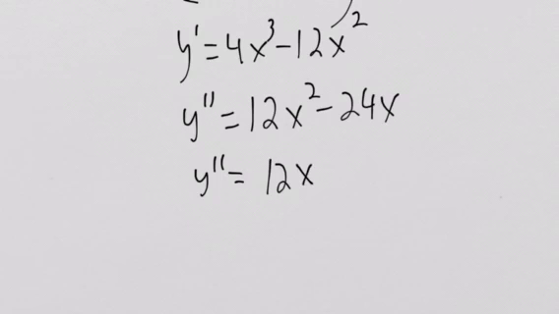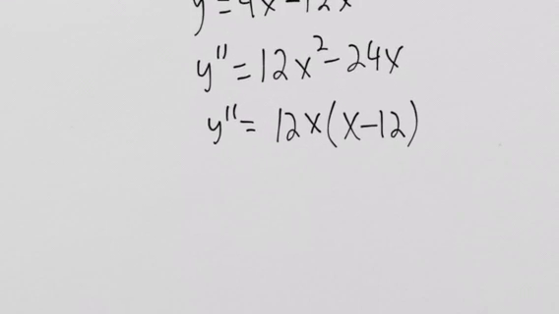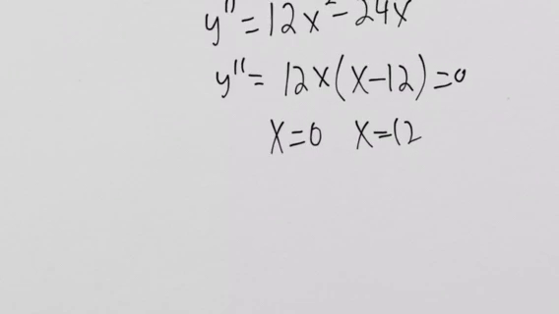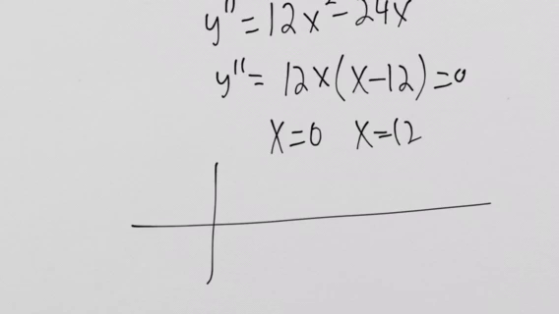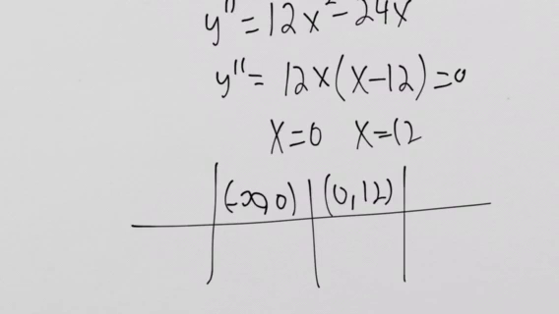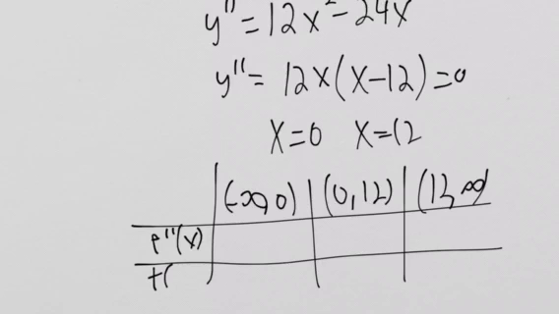So we'll factor out a 12x, and that's going to leave us x minus 12. So then we have zeros at x equals 0 and x equals 12, where this is equal to 0. So just like before, we can make a table. We're going to go negative infinity to 0, 0 to 12, and 12 to infinity. And we're going to describe f double prime, which is going to tell us about the behavior of f of x.